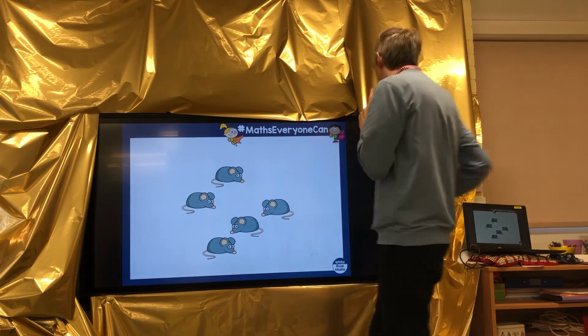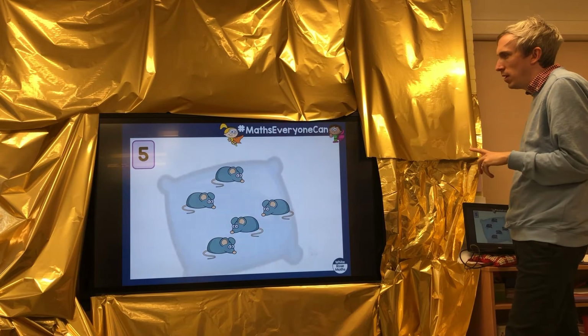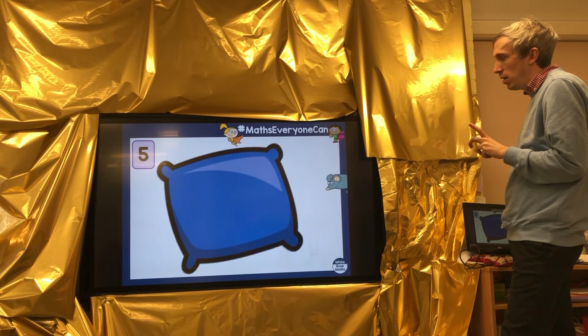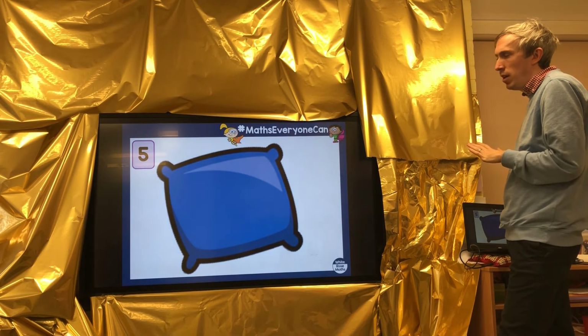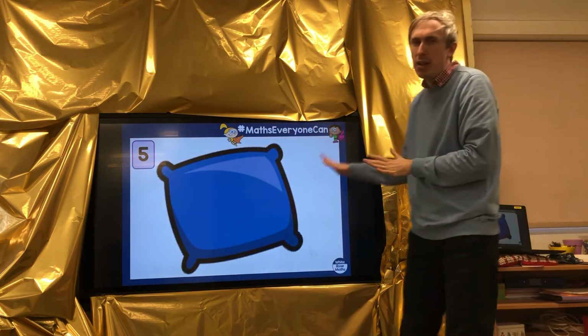Okay, excellent. Right, we're going to keep an eye this time, see what happens this time. There are my 5. Cover it on my pillow, so you need to keep an eye really carefully. Ooh, so there were 5. We just saw a mouse go in. So how many are there going to be under my pillow? See if you can predict.